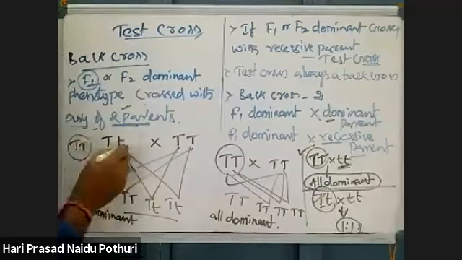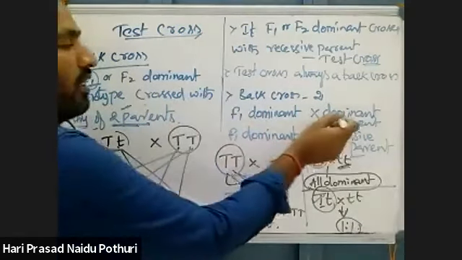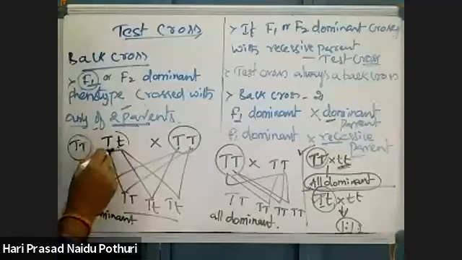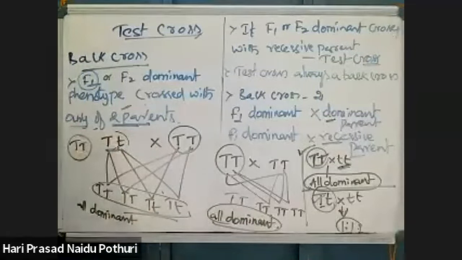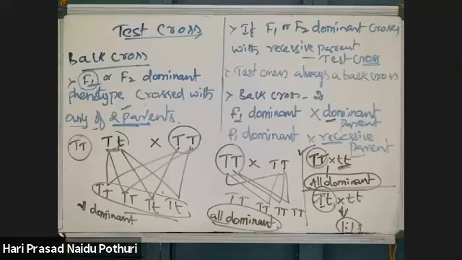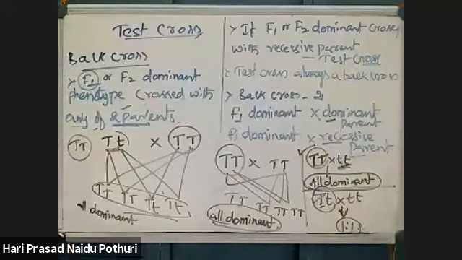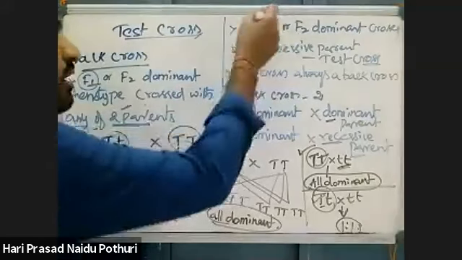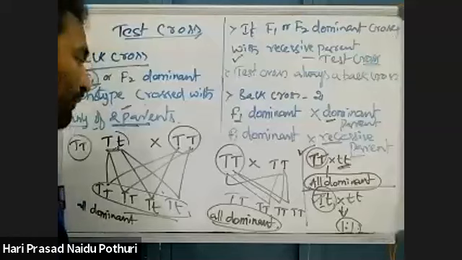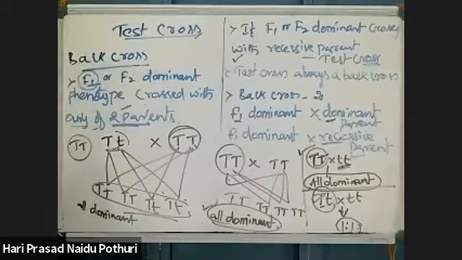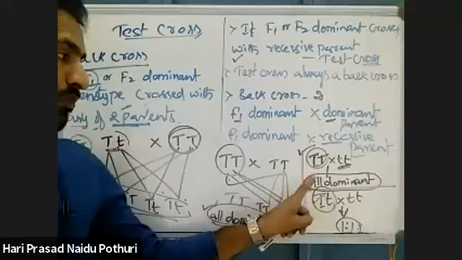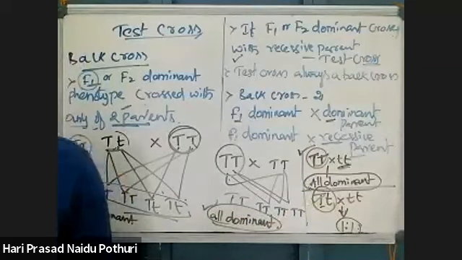But if we take the dominant parent in crossing with this F1, in both cases all progeny are dominant, so we cannot find out the genotype, because in both cases all progeny have the dominant character. That's why in test cross only the recessive parent is taken. If you take the dominant parent, in both cases all progeny will be dominant, and we cannot see the difference between homozygous dominant and heterozygous dominant.